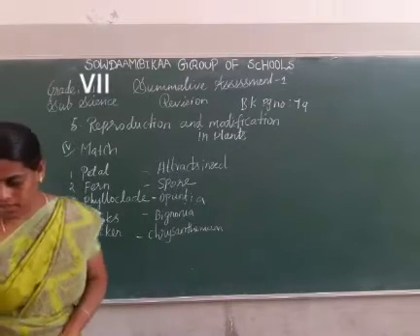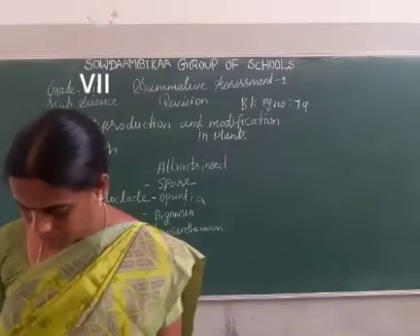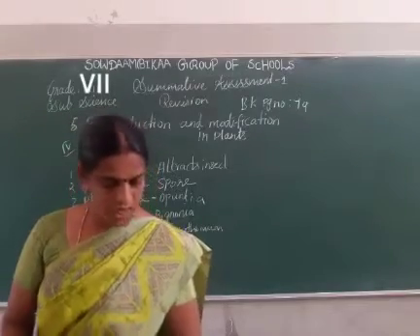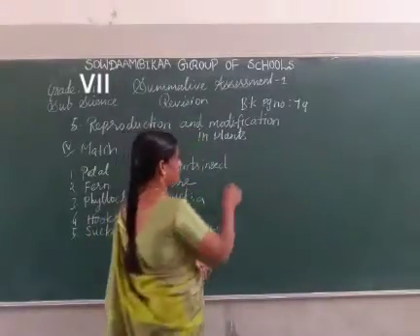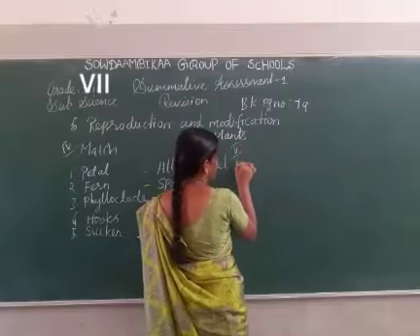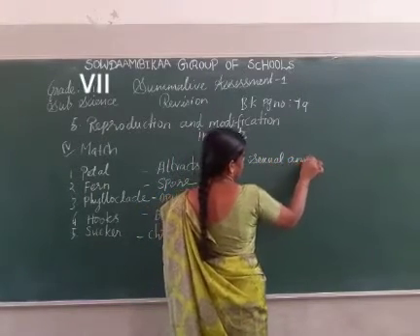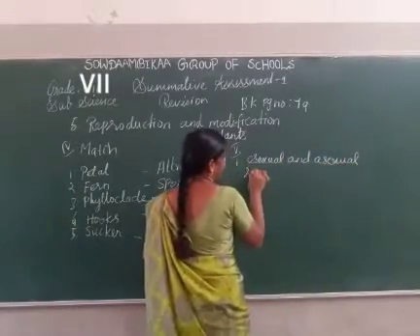Next Roman numeral is very short answer. Name 2 types of reproduction in plants. What are the types? Sexual and asexual reproduction.